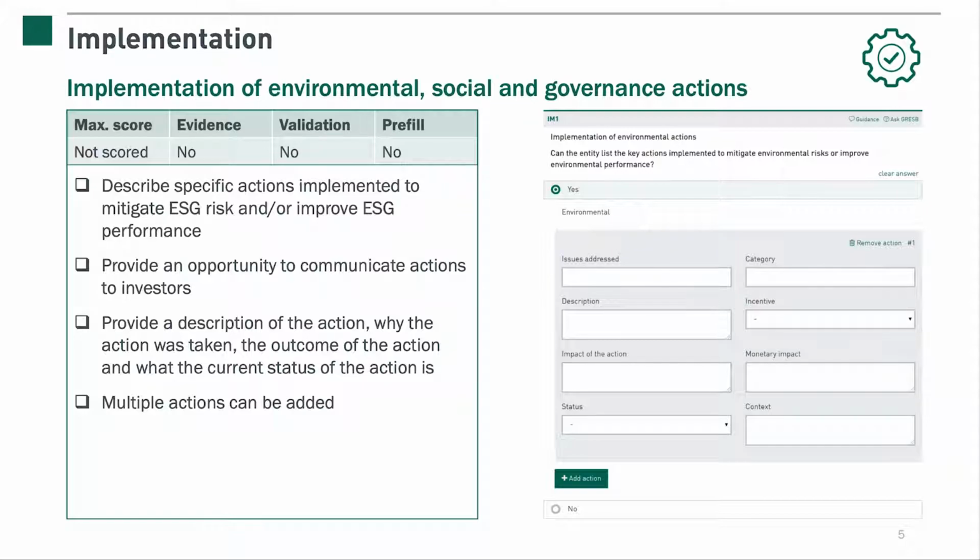Options for status of the action are planning or design phase, implementation phase, and completed or operational phase. Finally, you may provide any additional context relating to the action. Multiple actions can be added and must have taken place within the last 3 years. These indicators are not scored and are for reporting purposes only.